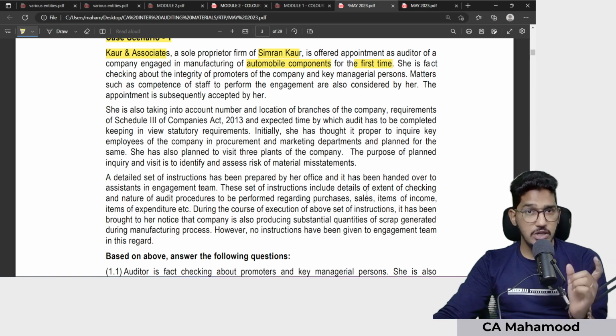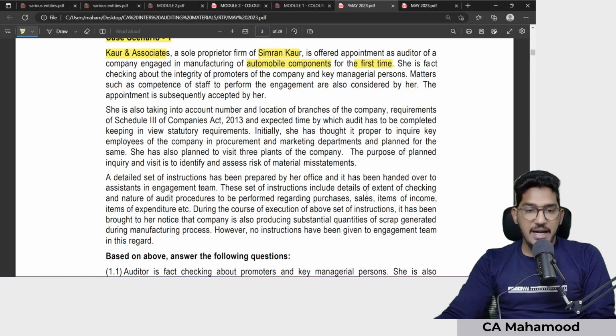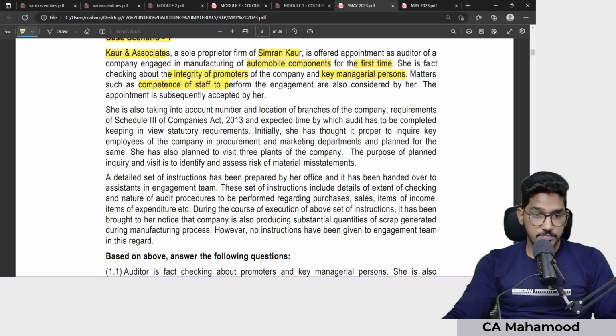And what are they manufacturing? Automobile components they are manufacturing. She is fact checking the integrity of the promoters. She is checking whether the promoters are honest people or not, and also whether the key managerial persons are honest people or not. Matters such as competence of staff to perform the engagement activities are also considered by her, and the appointment is then accepted.